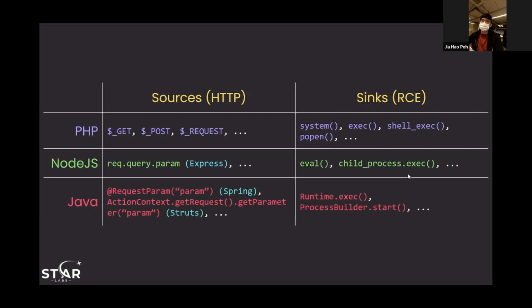And in Java, it depends on the frameworks being used because there are a few types. In Spring, we can look for this RequestParam annotation. And if the framework is using Struts, then you just look for this getParameter. This is just a rough gauge, so you don't get too lost when you look at this. And for the sinks, it's the usual Runtime exec or ProcessBuilder start. If you can control either of these, usually you can achieve RCE. Okay, since today's focus is on PHP, we'll just look at the PHP ones.